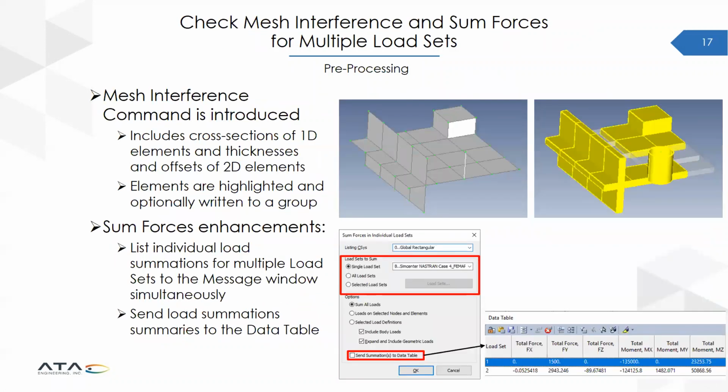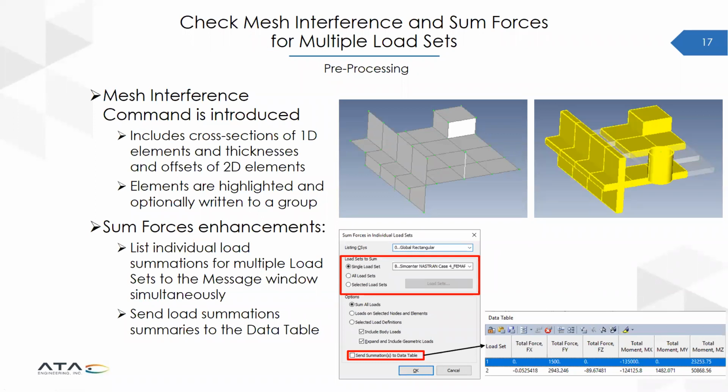I do have one more set of sort of meshing updates to share before we hop back to Femap. And the first is that there's a new check that's available, and that is a check for mesh interference. So this will search through your model. It will include cross sections of 1D elements, as well as thicknesses and offsets for 2D elements. And the results are that interfering elements will be highlighted, and you can optionally create a group so that you can review these later.